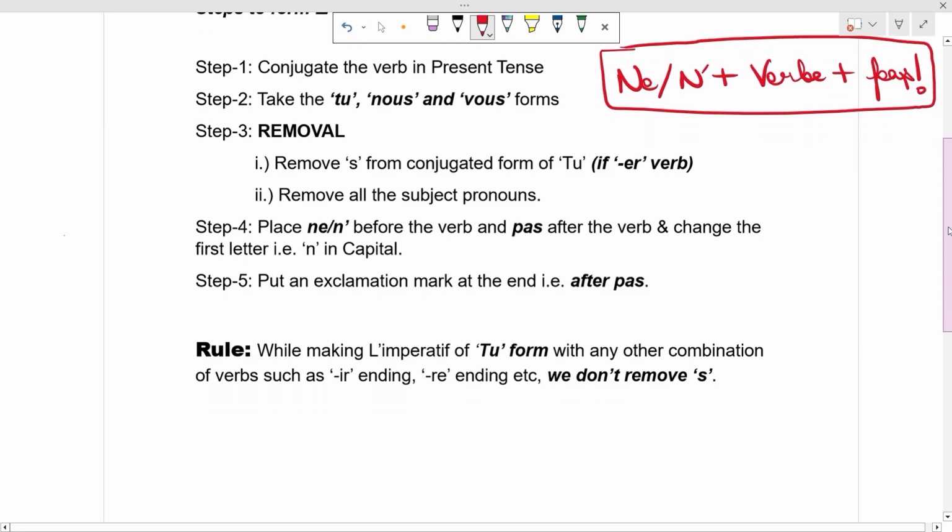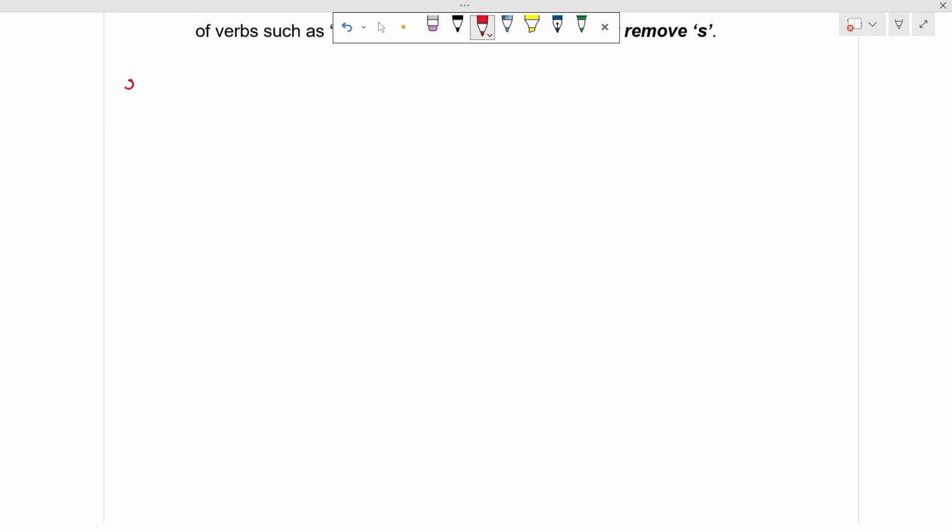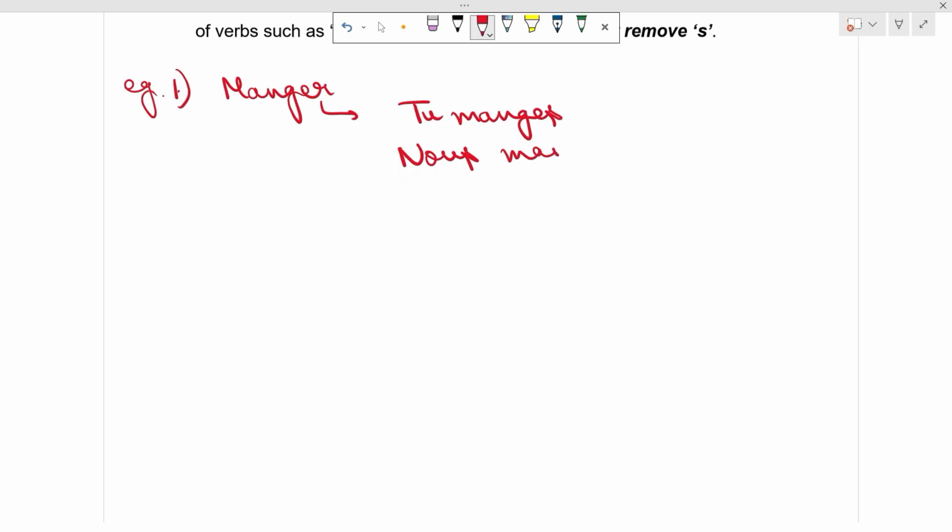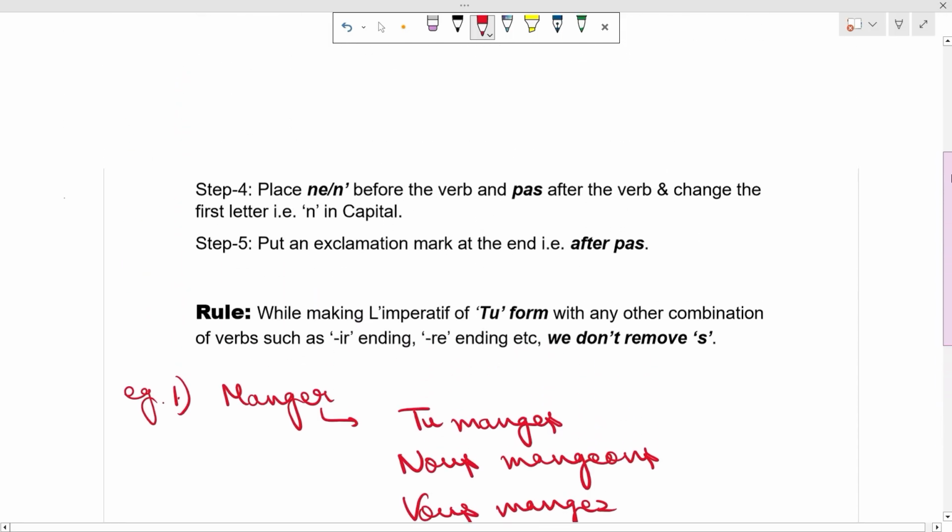So let's take one example. Suppose we have to form the imperative of manger. So in present tense, tu manges, nous mangeons. E will be placed since it is ger ending verb. Vous mangez. This is the first step.